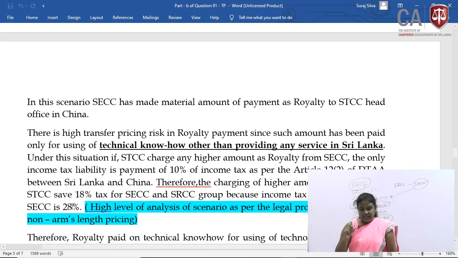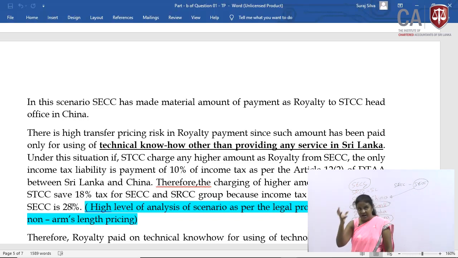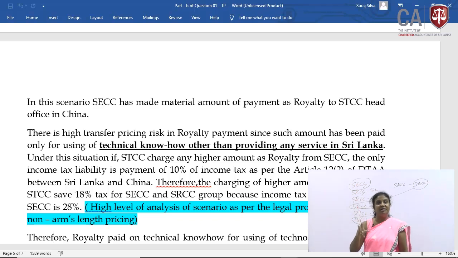Then there is high transfer pricing risk in royalty payment since such amount has been paid only for using technical know-how other than providing any service in Sri Lanka. Under this situation, if STCC charge any higher amount of royalty from SECC, the only income tax liability is payment of 10%. Where I have taken the 10%? Double taxation treaty between Sri Lanka and China.